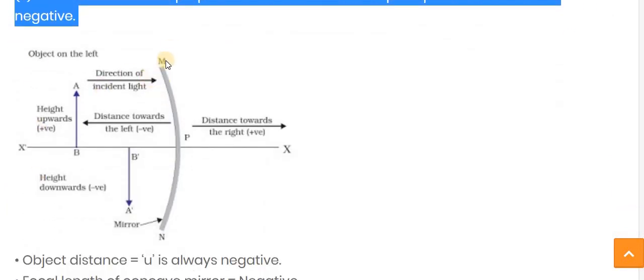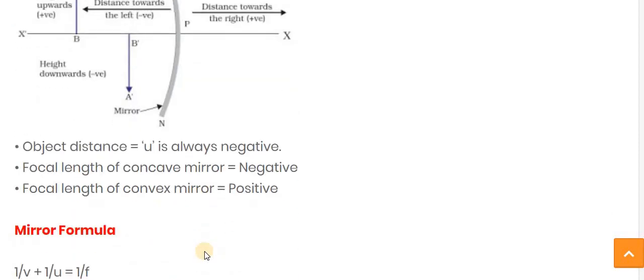Let's see the image one more time. If we are going from the left side, then we consider it positive. If we are going to the left of this mirror, then we consider it negative. If we are going a distance towards the right, then we have to consider it positive. If we are going in the upward direction, consider it positive. If we are going in a downward direction, we have to consider it negative.